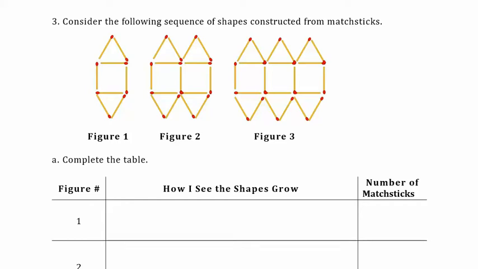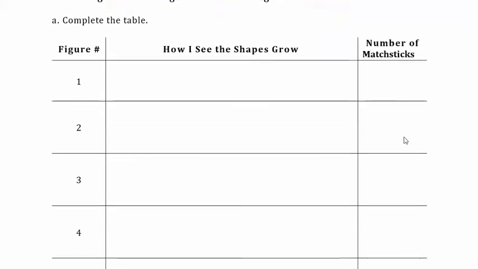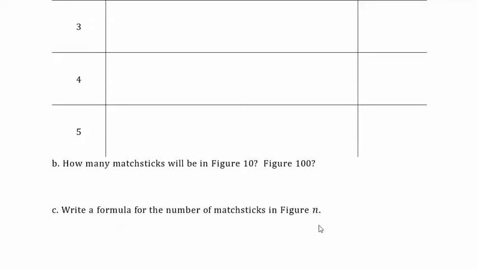We are going to look at section 4.2, and this is activity 2, question number 3. Consider the following sequence of shapes constructed from matchsticks: figure 1, figure 2, figure 3. And we're doing a similar thing here where we're talking about how we see the shapes growing and the total number of matchsticks in each figure, and then trying to extrapolate out and figure out how many matchsticks would be in figure 10 or figure 100 without actually having to draw the figure. And then generalizing that to find a formula for the number of matchsticks in figure n.